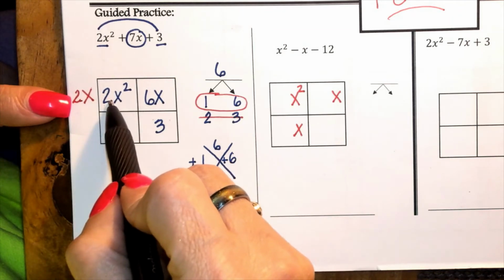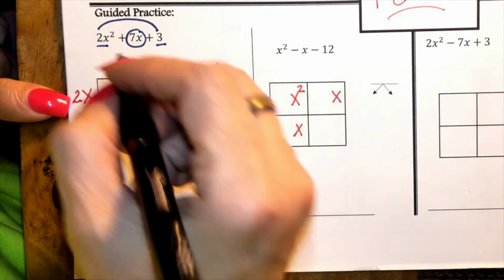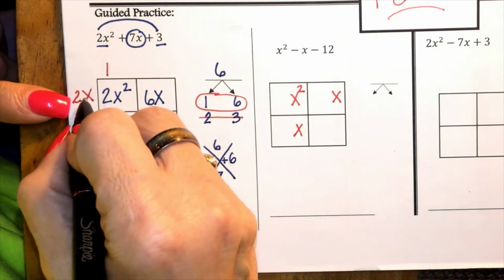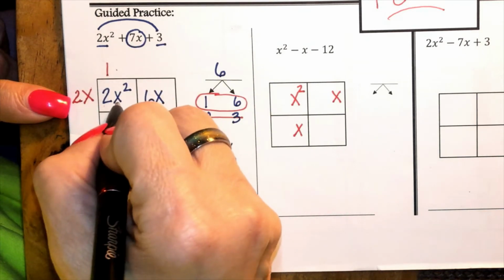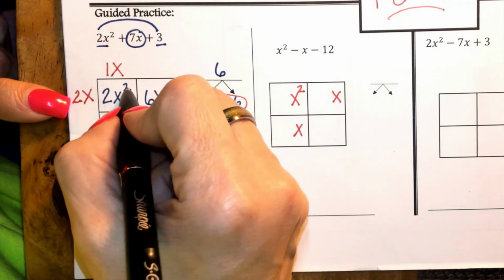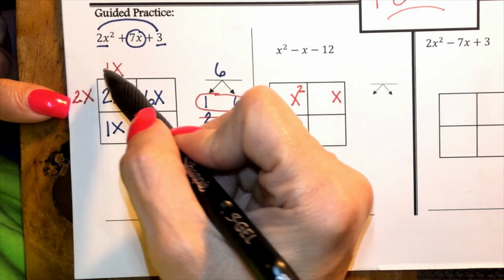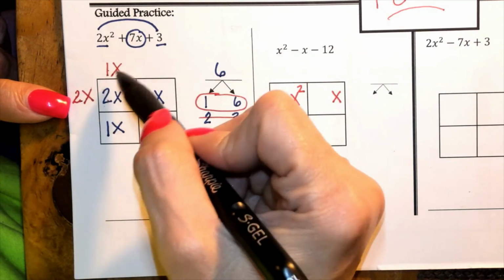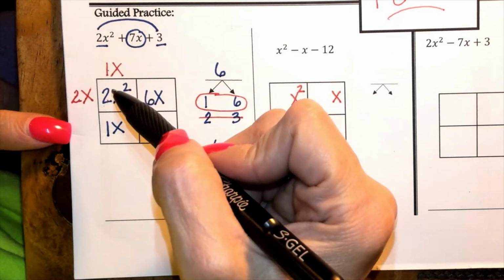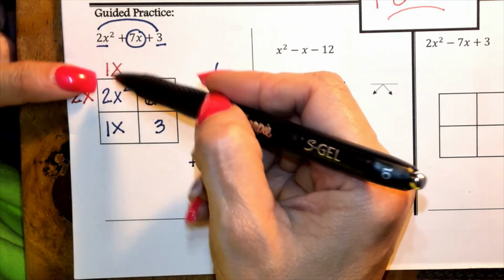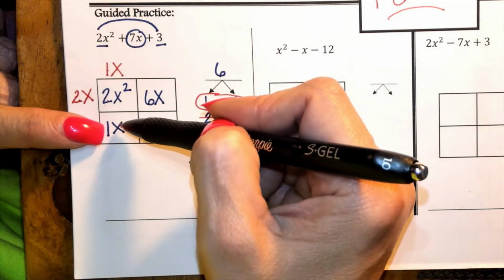X times what would give me x squared? I think I need another x. Let's check. 2 times 1 is 2. X times x is x squared. Hey, that worked. Okay. 1x times what would give me 1x? 1x times 1 would give me 1x.